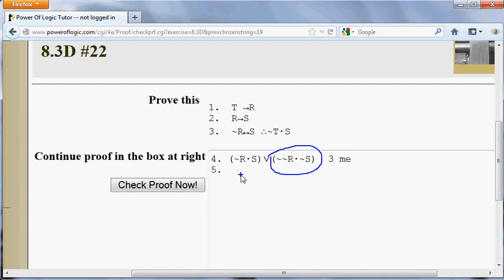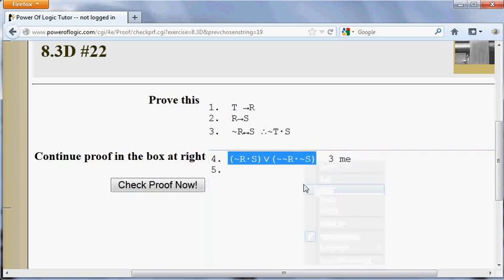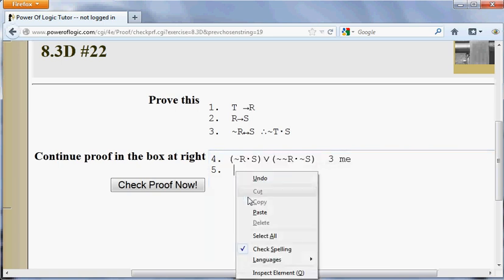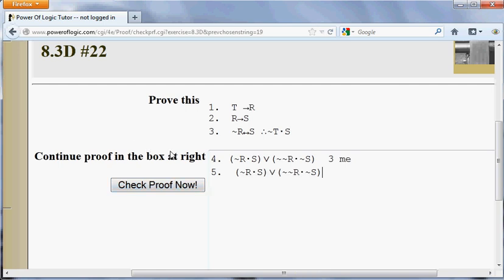Okay, maybe what I should do first, to make things a little bit simpler, and save a few seconds, is take this, copy it, and paste it here. Basically, I'm going to use double negation, just get rid of those two tildes. So, DN, it just makes it easier on the eyes a little bit.